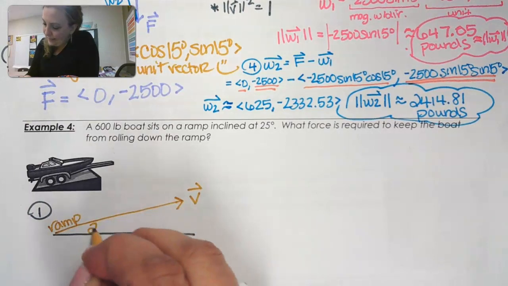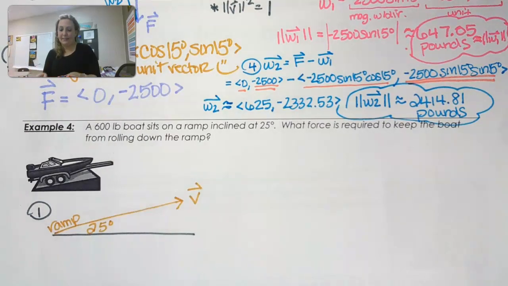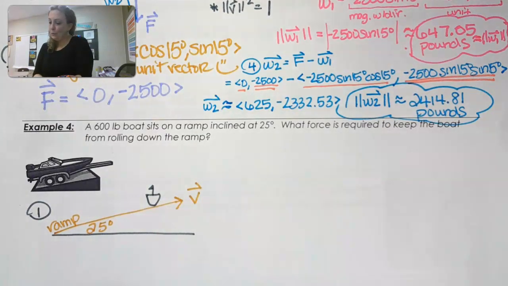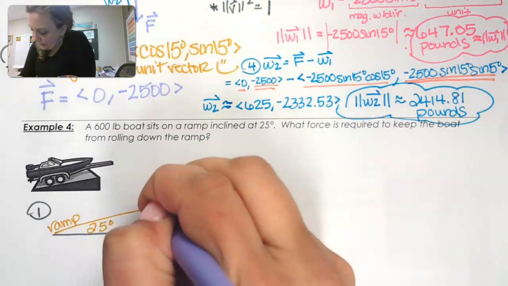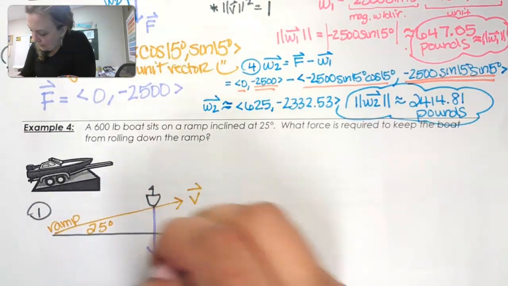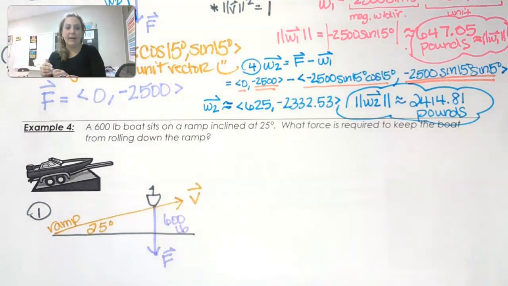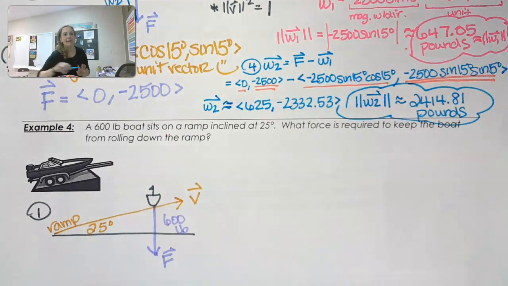And we know that that has an incline of 25 degrees. This time we have a boat. And that boat has 600 pounds. So here's my vector F. That's going to go straight down because of gravity. And that's 600 pounds, right?